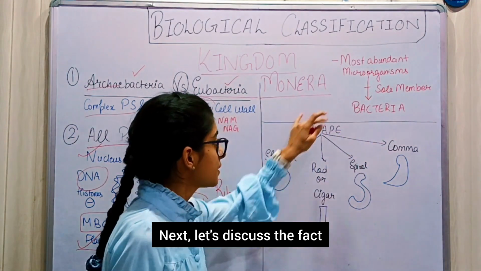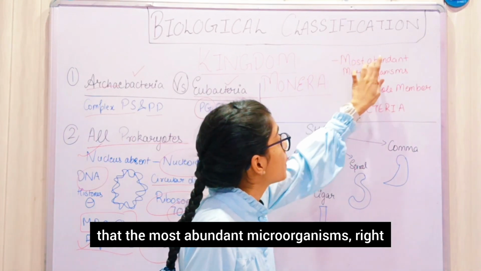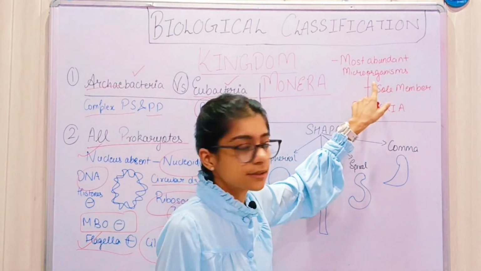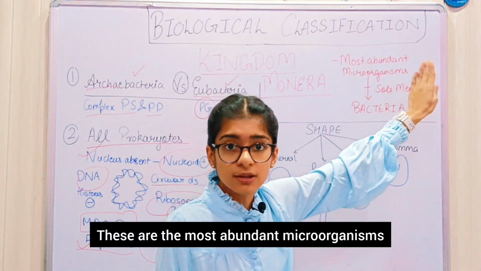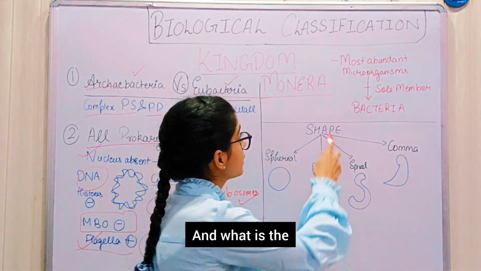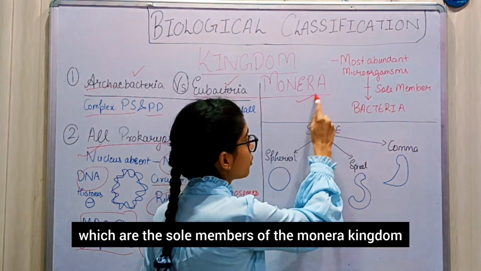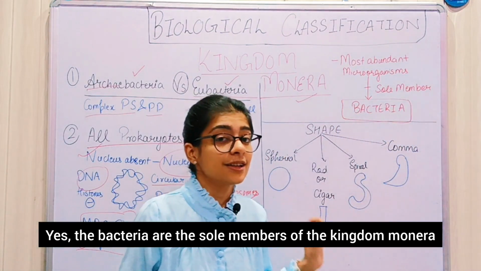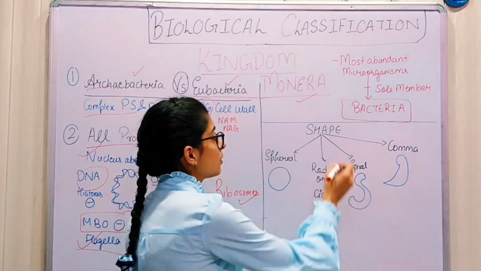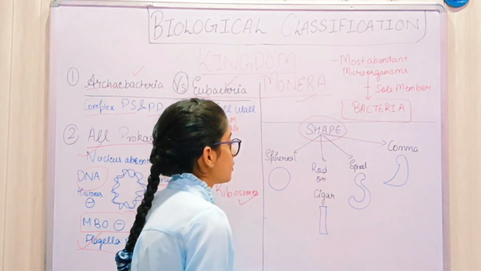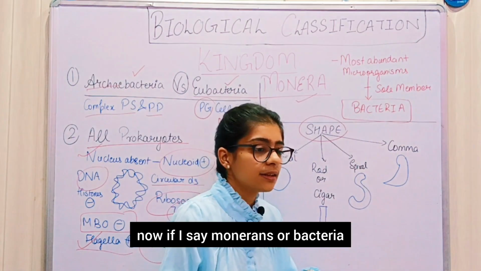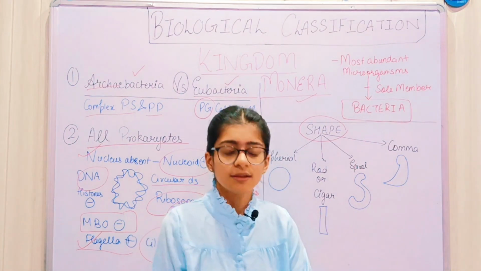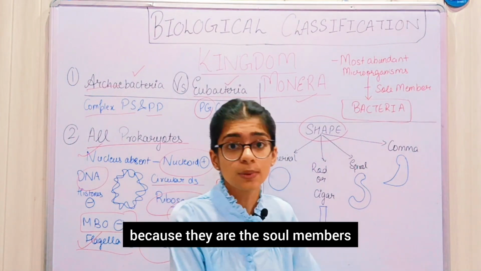Next, let's discuss the fact that these are the most abundant microorganisms, right? And which are the sole members of the Monera kingdom? Yes, the bacteria are the sole members of the Kingdom Monera. Now the shape of the bacteria. Now if I say monerans or bacteria, it means the same because they are the sole members.